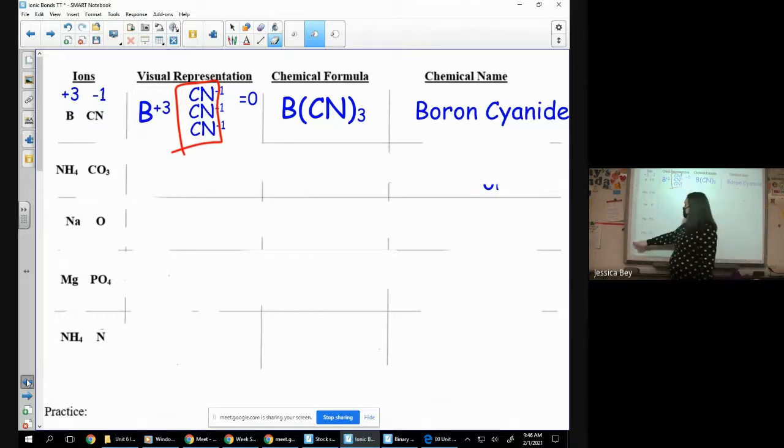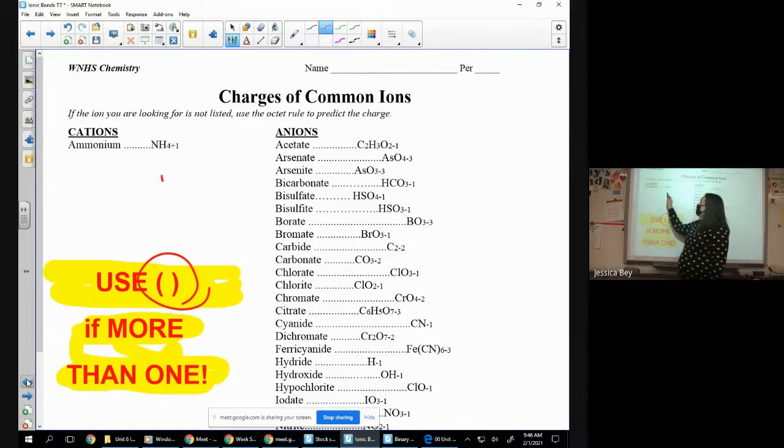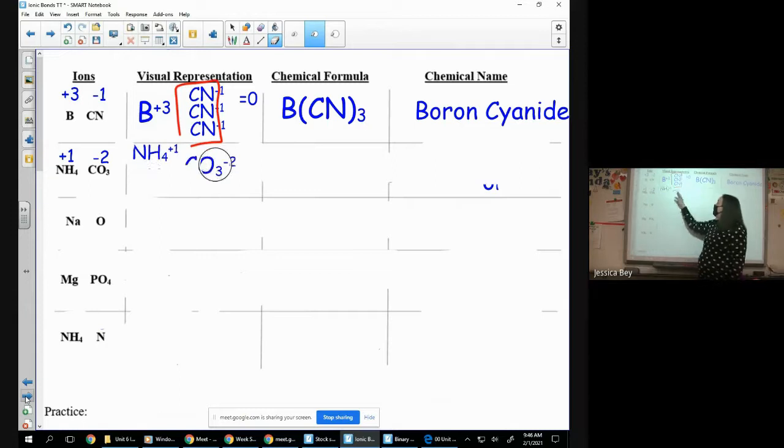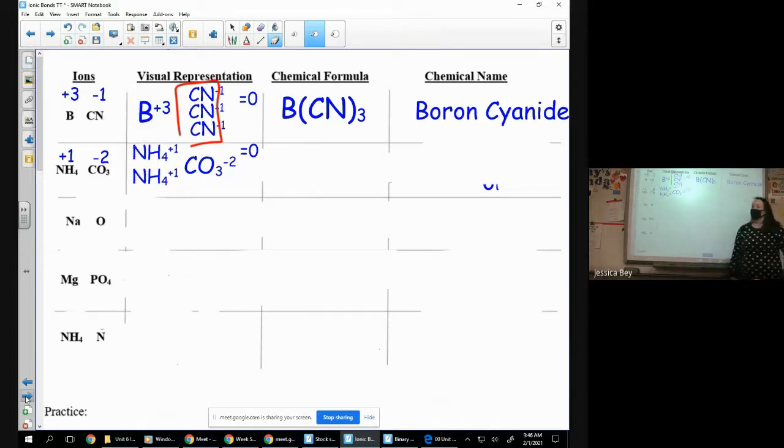NH4, again, sometimes I can't find him, but when I see it's a polyatomic and he's first, he's a +1. CO3. Anybody seeing CO3 for me around here on the polyatomic? That is a carbonate. Very nice. And the charge is a -2. Let's make this neutral. If I have 1 ammonium and 1 carbonate, is that neutral? No. How about if I have 2 ammoniums and 1 carbonate? Now I have +2, -2.